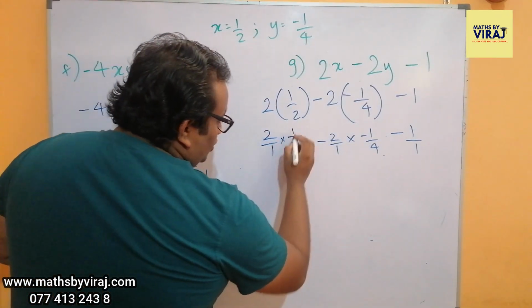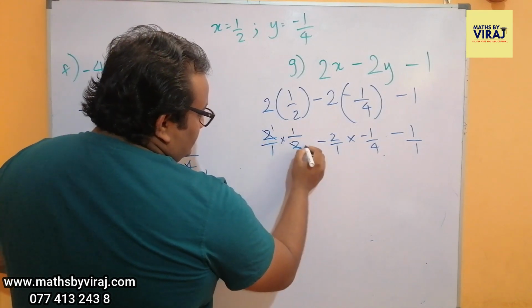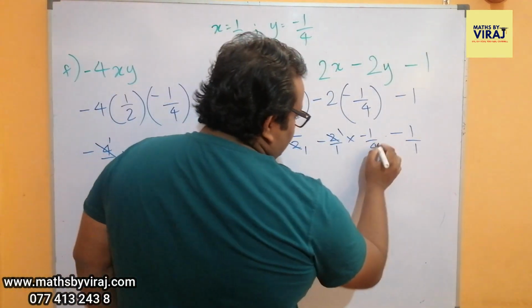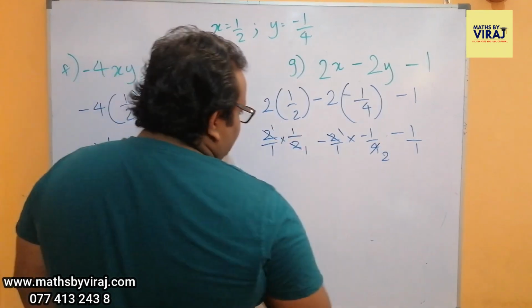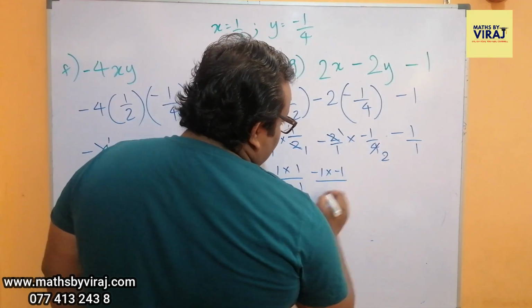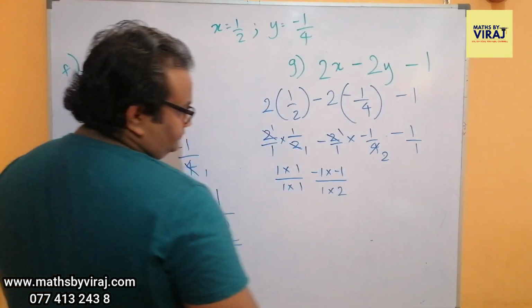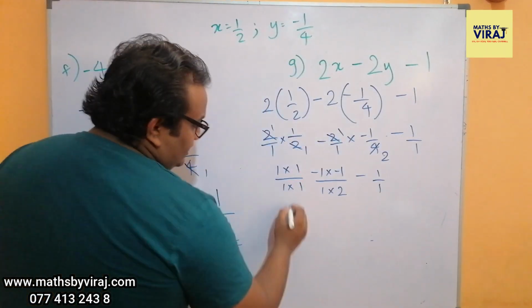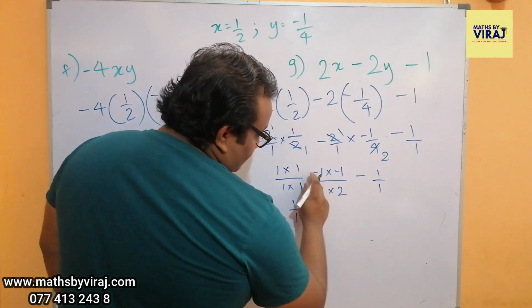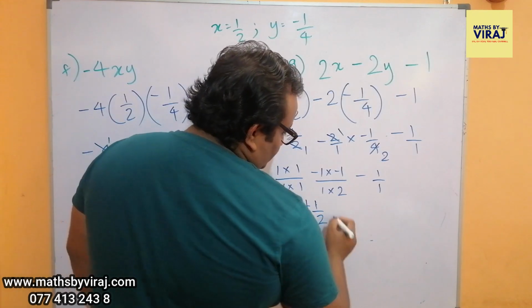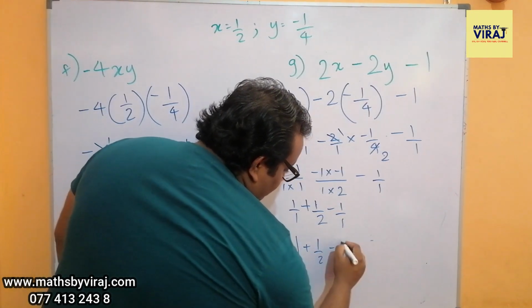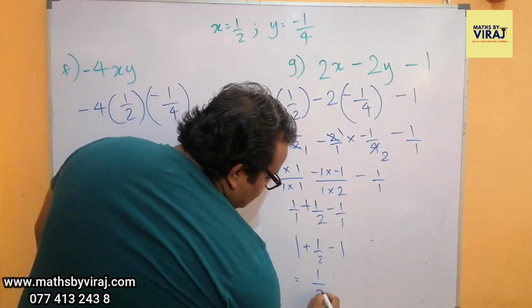Right. 2 into 1. You can multiply 2 into 1, or you can simplify then and there. 2 times 1, 2 times 2. Now what do we have here? 1 into 1 over 1 into 1, minus 1 into minus 1 over 1 into 2. Minus 1 over 1. Right. 1 over 1 minus, is it minus into minus, plus 1 over 2 minus 1 over 1. Children, here 1 plus half minus 1. Therefore, the final answer is half.